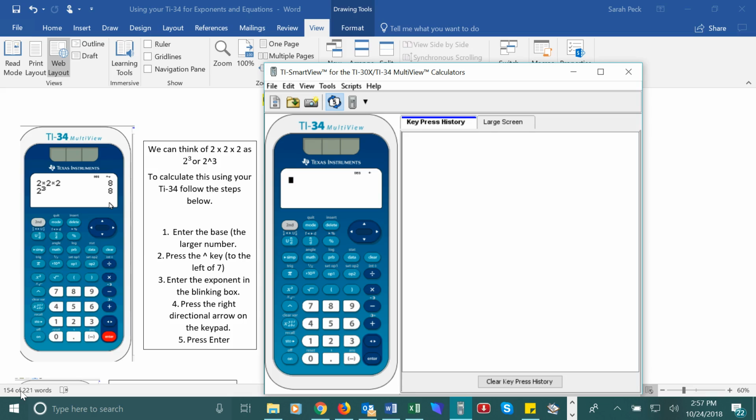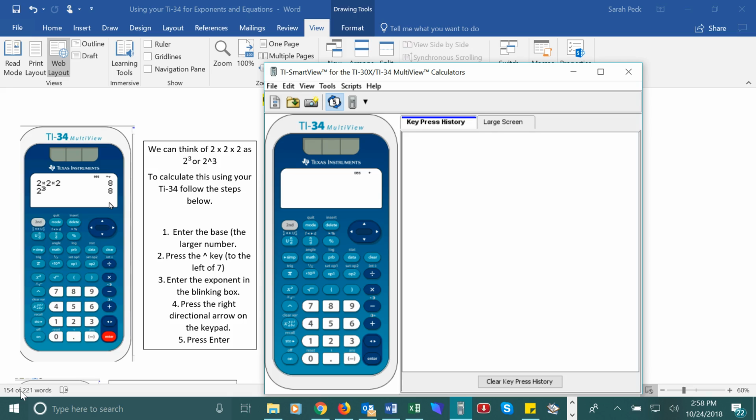So I created a tip sheet for you on using your TI-34 calculator to calculate exponents and equations. And along with this tip sheet, I thought I would create you a little video tutorial so that you can walk through the steps with me. We're going to use examples from today's class to practice entering things into our TI-34 calculator.